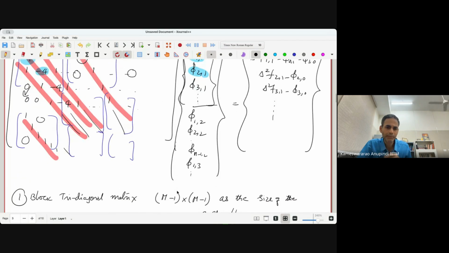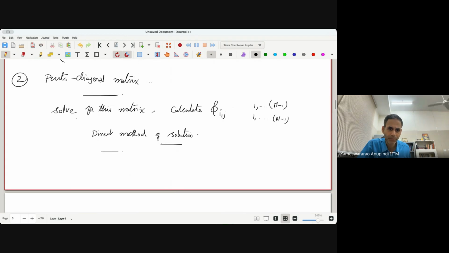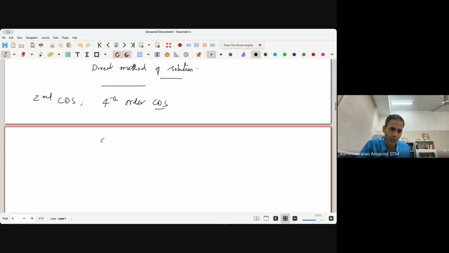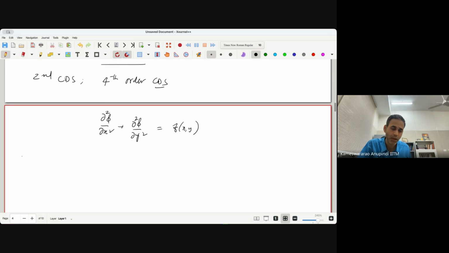Okay, we don't have to limit ourselves to the second order central differencing scheme. Rather, we could even use higher order schemes. For example, I could go for a 4th order central difference scheme, in which case my discretization for ∂²φ/∂x² + ∂²φ/∂y² = f(x,y) is going to be much longer, right?